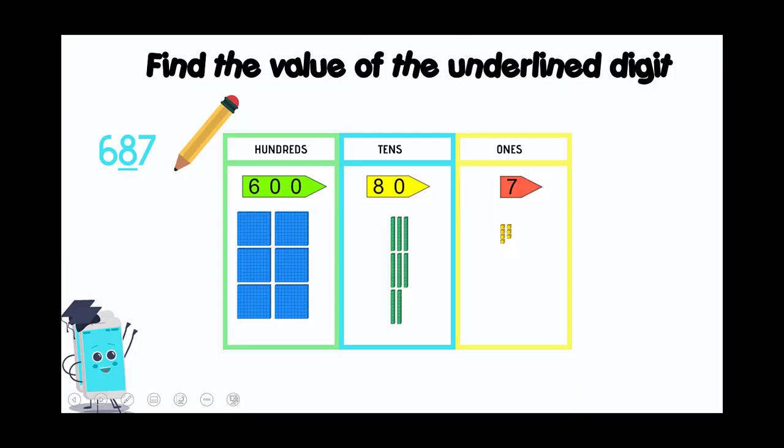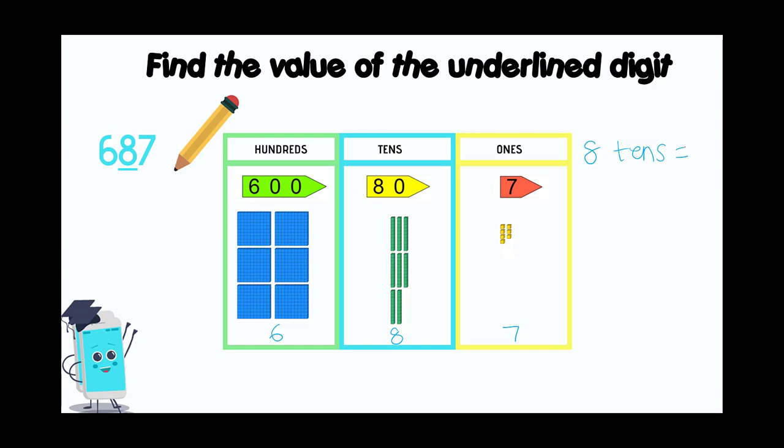So for the next activity, you've got to find the value of the underlined digit. So using the same number, 687, I've got it in my place value chart. You might use your resources, you might just use the number. So I'm just going to write in 687 at the bottom. Now in the first example, the 8 is underlined. So I go to my 8, and my 8 is in my tens column. So I've got 8 tens. But what is the value of 8 tens?